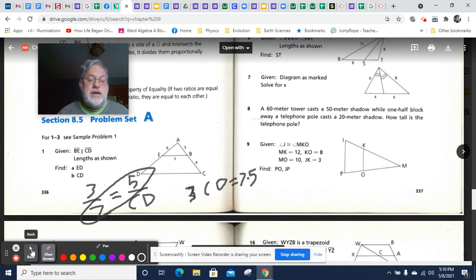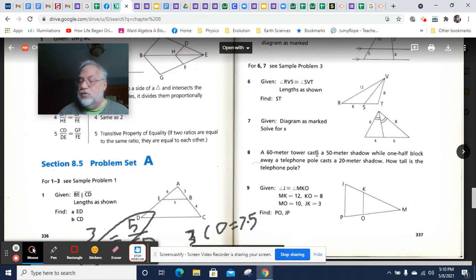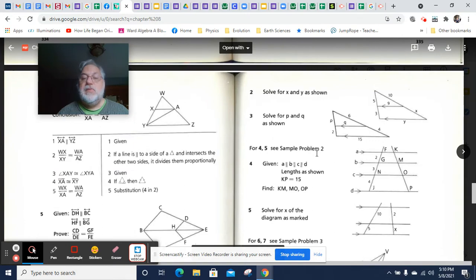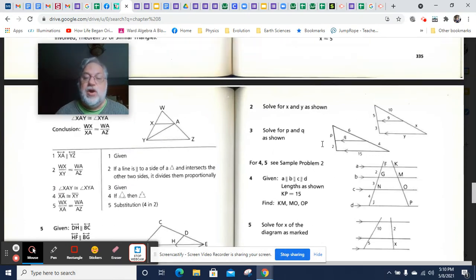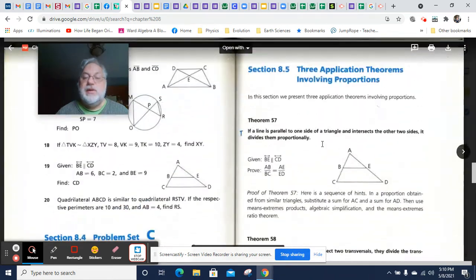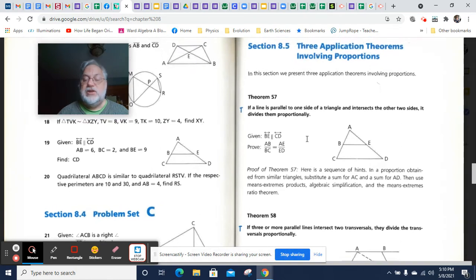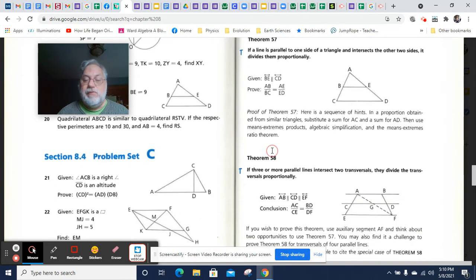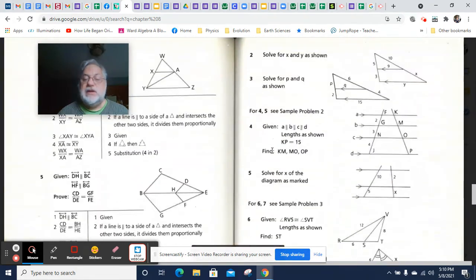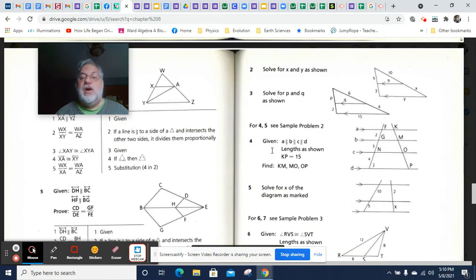And now I'm going to go ahead and take a look at 2 and 3. So 2 and 3 are using the same stuff. This is all, of course, going back to theorem 57 about parallel lines: a line parallel to the base of a triangle cutting the triangle divides the sides into proportions. Okay, so let's take a look here on 2.